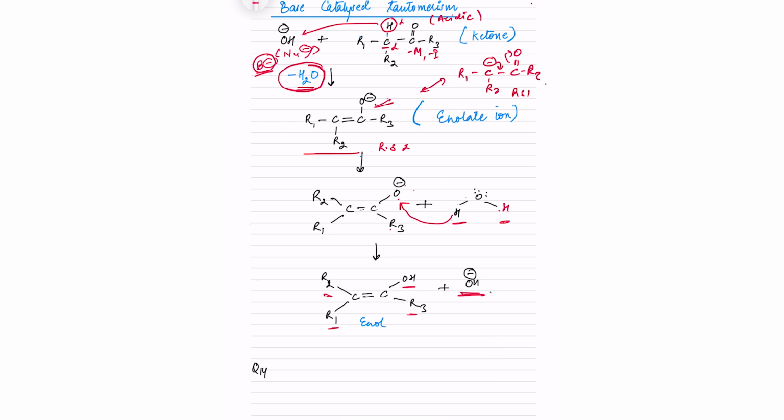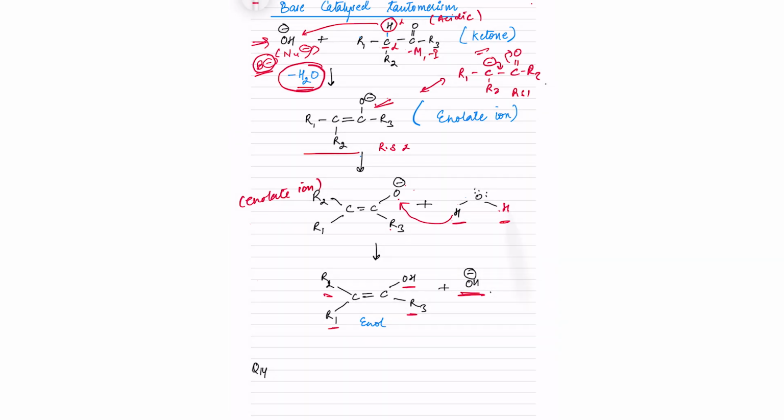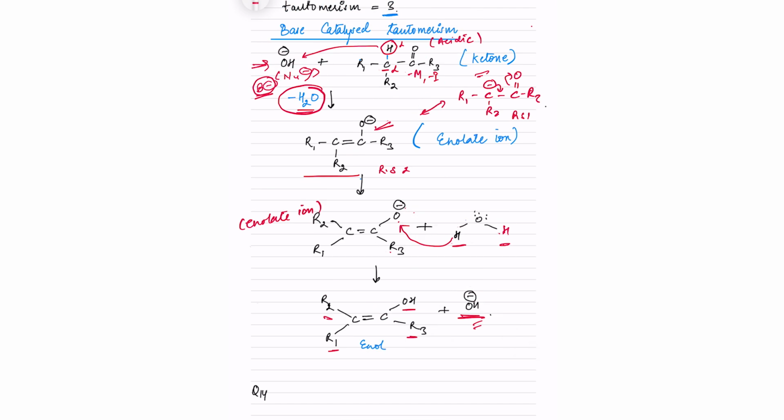So in a basic medium, the basic molecule OH minus catalyzes the reaction by converting your ketone to the enolate ion form. This is your enolate ion. And then that enolate ion again takes the hydrogen from the H2O and eventually forms the enol. Basically enol forms and OH minus comes back. So this is your base catalyzed tautomerism.